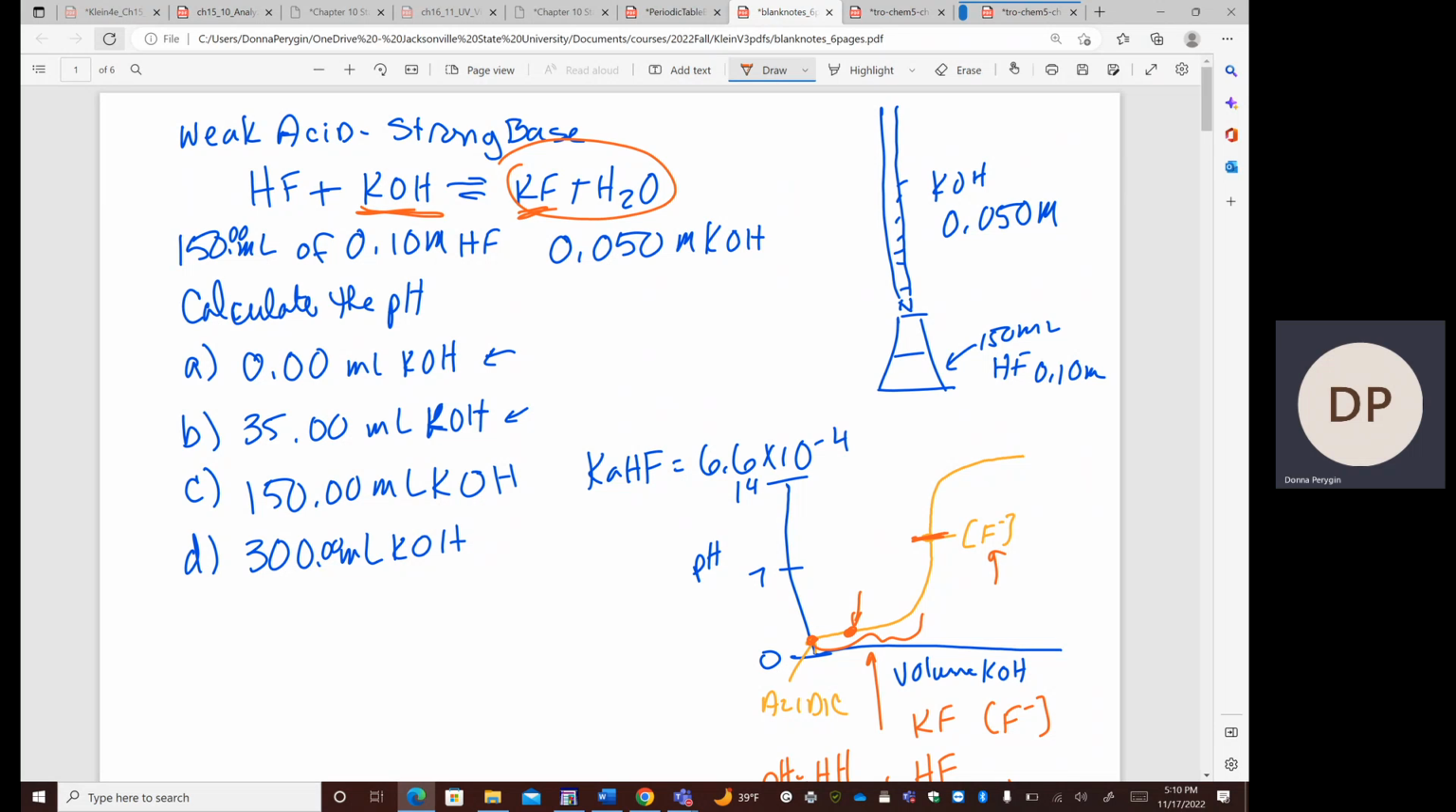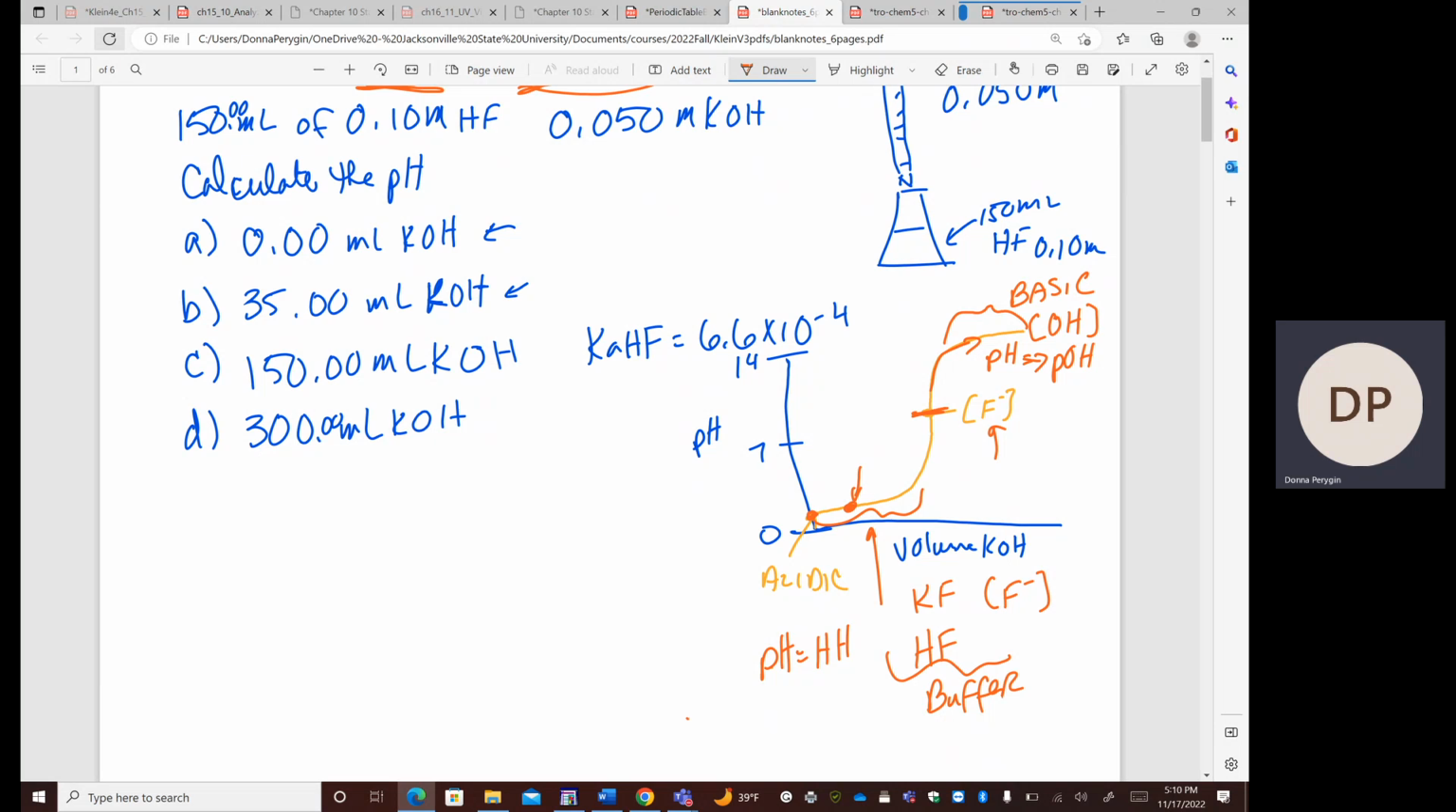And as we move into this region here, this is our basic region, and our pH is going to be governed by the concentration of the hydroxide ion, which is going to be governed by the leftover hydroxide ion that is unused after we go beyond that equivalence point and keep adding base. So our pH would be calculated from the pOH, which we can get from the hydroxide ion concentration.